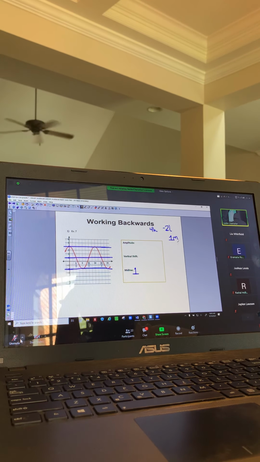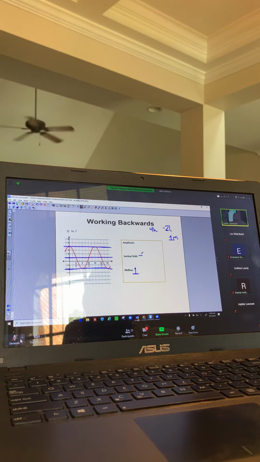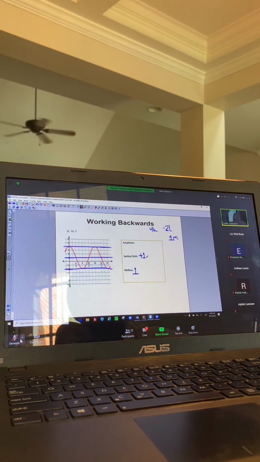All right? The vertical shift should be what? The same as the midline, because last week we learned that the vertical shift was whatever the middle was. So it's going to be +1. And as far as direction, which direction do we go in? Up, down, right, left. Up. Since it's positive, that means this graph shifted up 1.